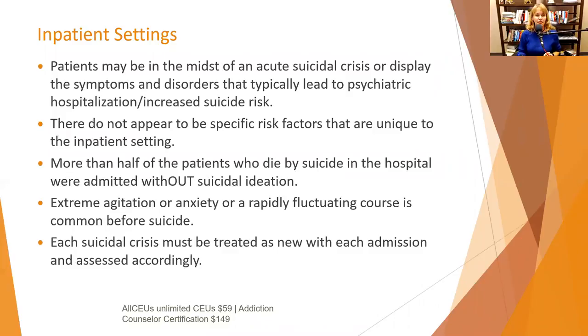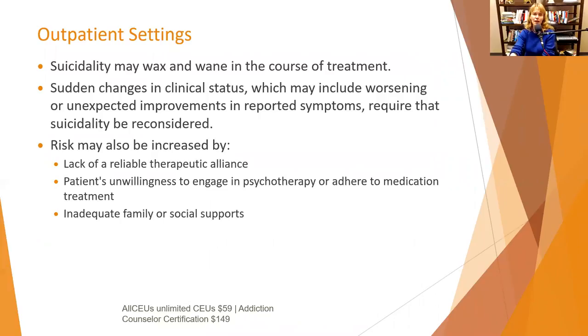Let's see. In inpatient settings, we're talking about both psychiatric inpatient, where they're involuntarily or voluntarily committed. Generally, when that happens, they're already espousing some suicidal or homicidal ideation if they're involuntarily committed, or they're on a crisis stabilization unit. But what we're talking about specifically here is a normal admit for a residential unit for something. More than 50% of patients become suicidal after they've been admitted. In outpatient settings, suicidality may wax and wane in the course of treatment.